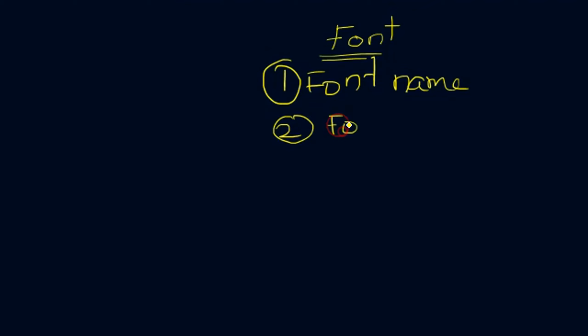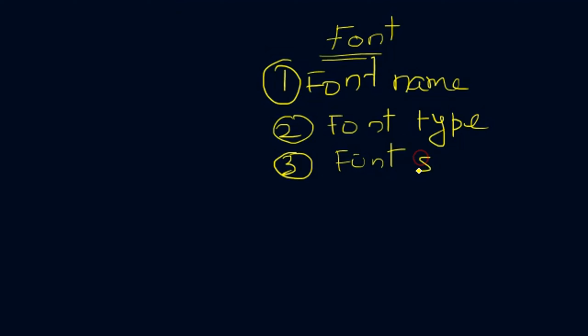That is font name, next comes font type, then the third one is font size. Right, so there are three important properties.